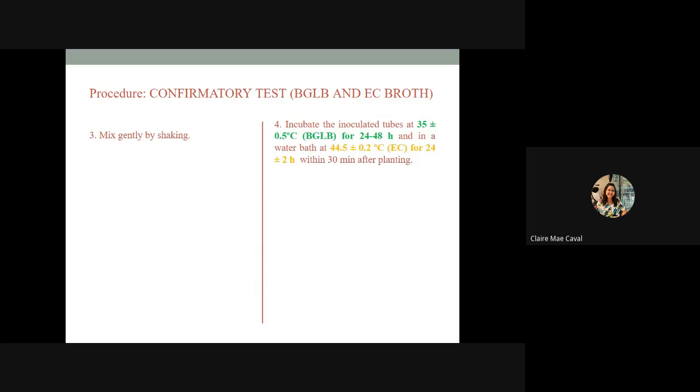And for EC broth, meaning for fecal coliform confirmation, that should be in a water bath at 44.5 degrees Celsius for 24 hours only. Meaning if it is negative at 24 hours, it is really negative. We do not need to extend. Okay? Again, LSB, the presumptive test, can detect both total and fecal coliforms. So we do not yet know what made it positive, fecal or total coliform. That's why we have to do confirmatory testing. BGLB is the confirmatory testing for total coliform, and your EC broth is the confirmatory testing for fecal coliform.